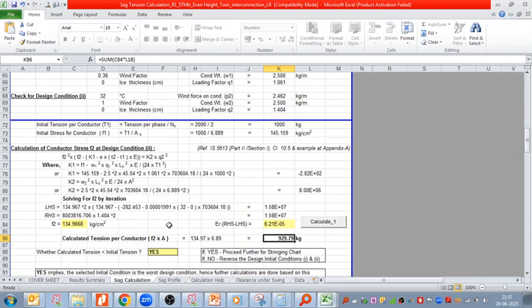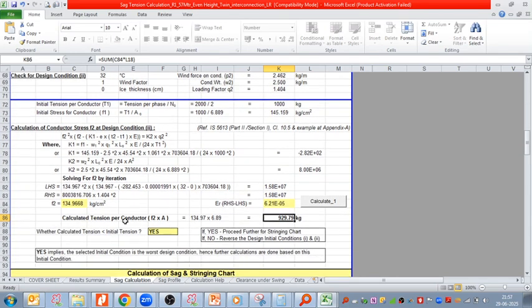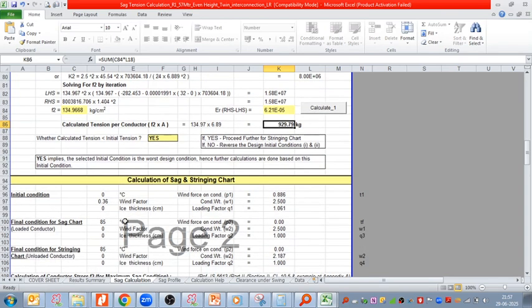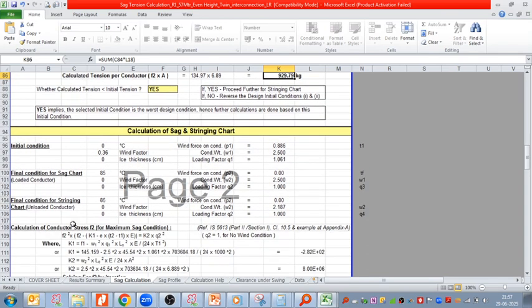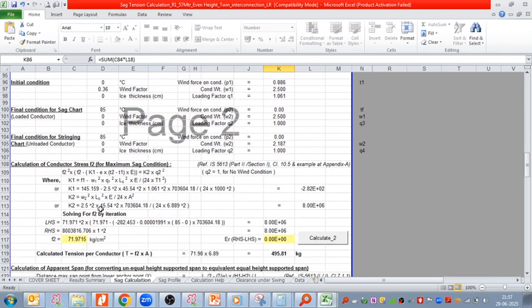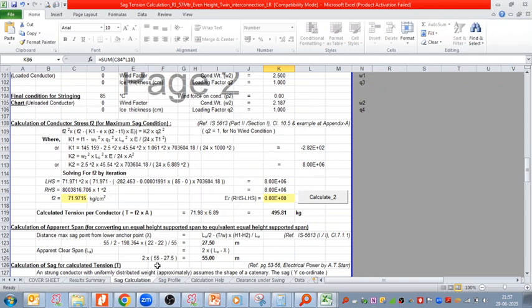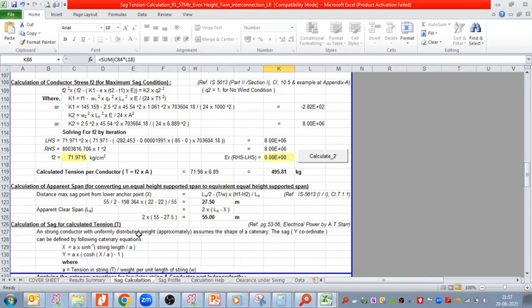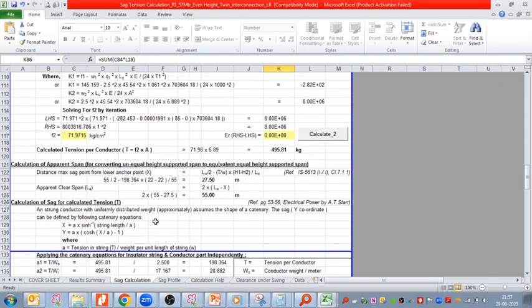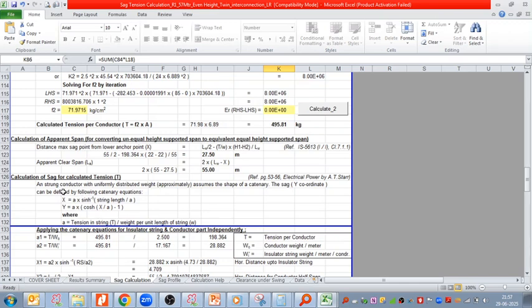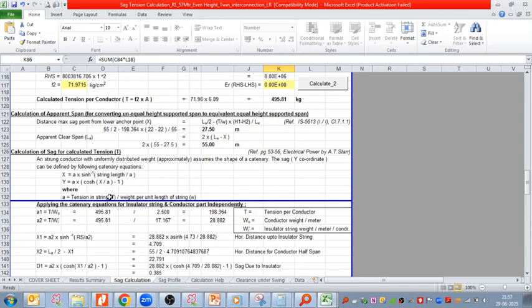then tension, and then stress, and then final apparent sag, and sag for the calculations. Okay, anyway, calculation for sag for calculated tension.